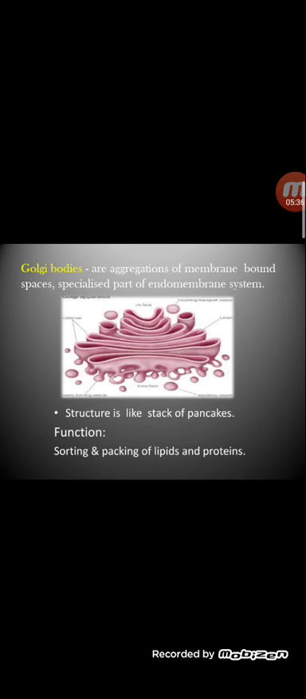Next one is Golgi bodies. They are structures like a stack of pancakes, just like pancakes are arranged in a stack, and they are the specialized part of an endomembrane system. And these are aggregations of membrane-bounded sacs. The function of the Golgi body is sorting and packing of lipids and proteins made in or transported from the ER.